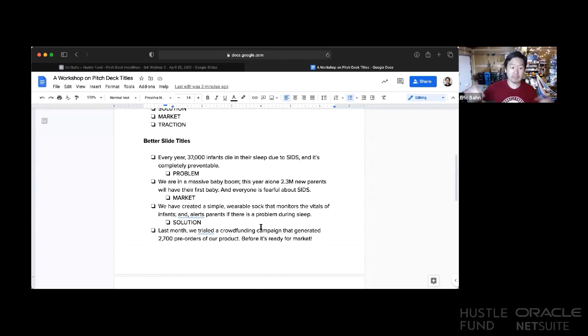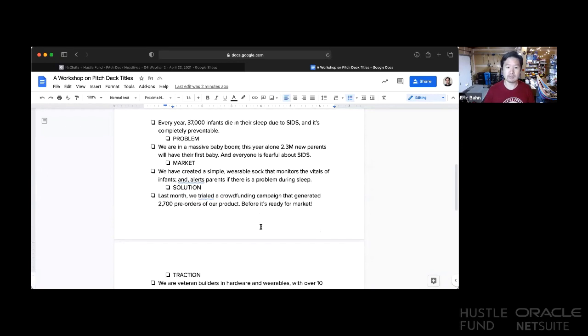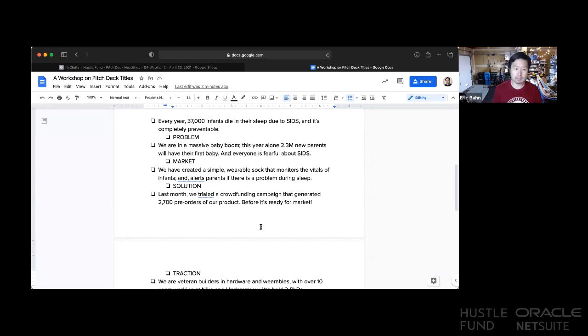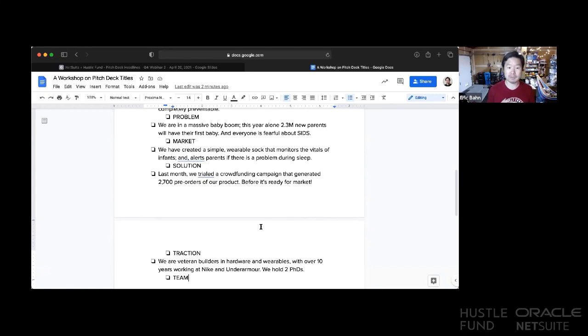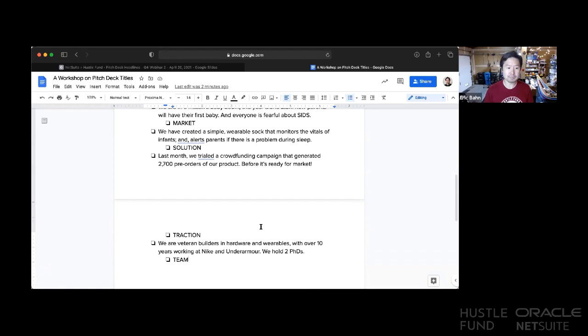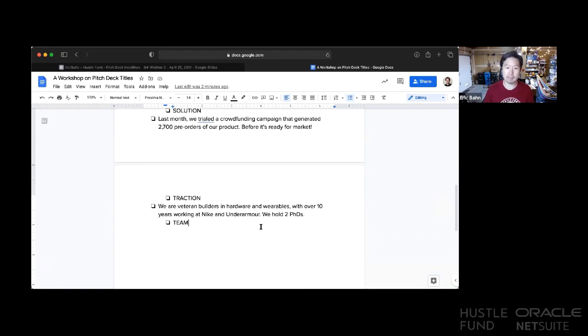So I'm going to read it to you. Every year, 37,000 infants die in their sleep due to SIDS, and it's completely preventable. We're in a massive baby boom. This year alone, 2.3 million new parents will have their first baby, and everyone is fearful of SIDS. We have created a simple wearable sock that monitors the vitals of infants, and it alerts parents if there's a problem during sleep. Last month alone, we trialed a crowdfunding campaign that generated 2,700 pre-orders of our product before it's even ready for the market. We are veteran builders in hardware and wearables with over 10 years working at Nike and Under Armour. We hold 2 PhDs.